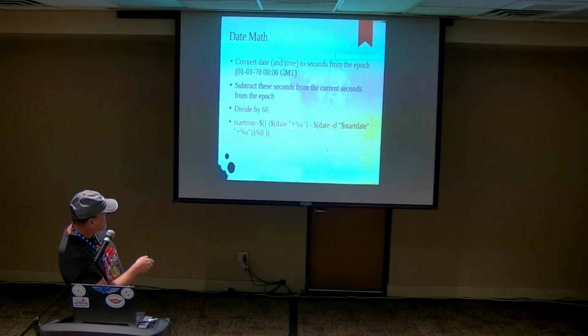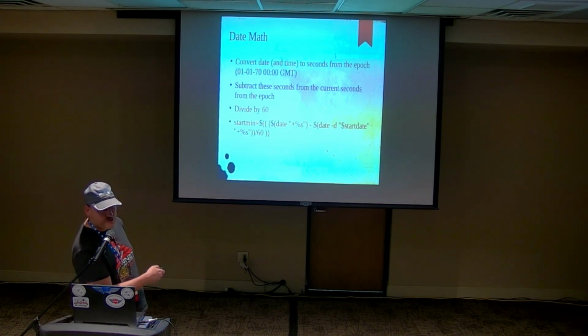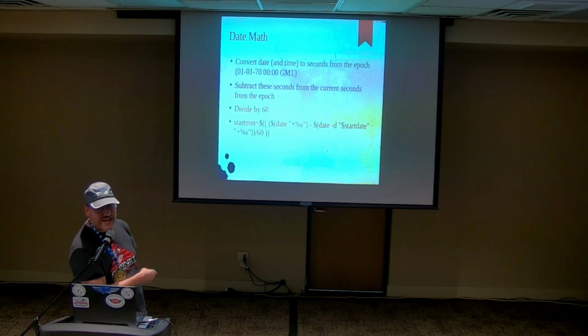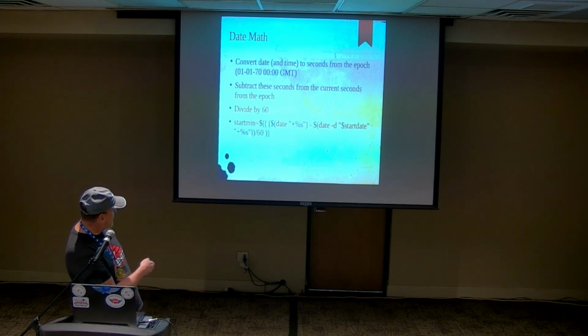So this is saying, hey, please give me the date in seconds from the epoch. That's the format I want to output. And then I get a date. The -d says I've passed you a date. I don't want the current date and time. It's whatever start date was input into my script. And again, I want the same format. I subtract these two numbers and divide by 60.